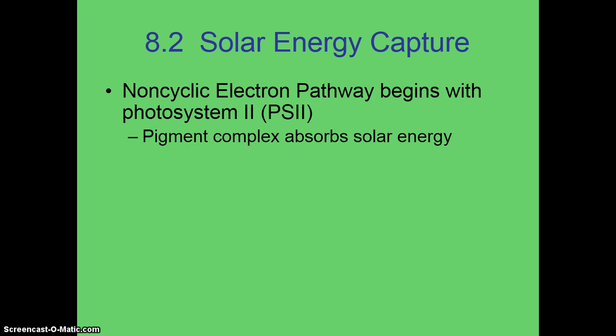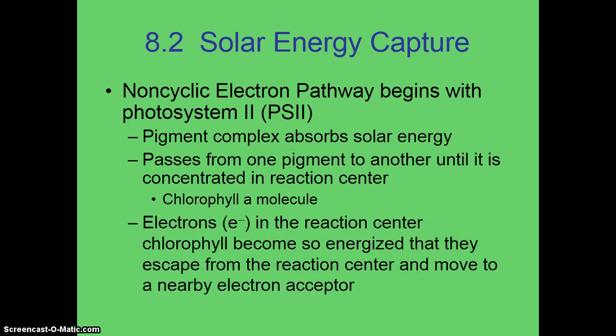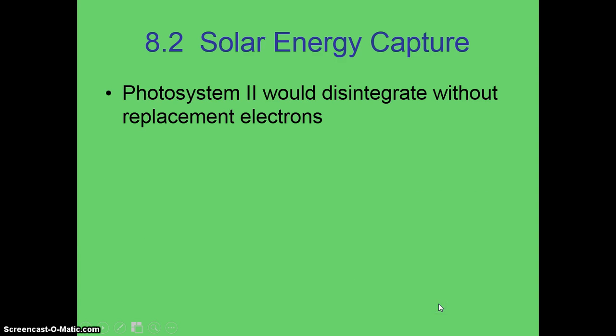The pigment complex will absorb solar energy, the pigment complex we just spoke about. It passes from one pigment to another until it's concentrated in a reaction center. That reaction center is within a chlorophyll A molecule. The electrons in the reaction center chlorophyll become so energized that they escape from the reaction center and move to an electron acceptor that's nearby.